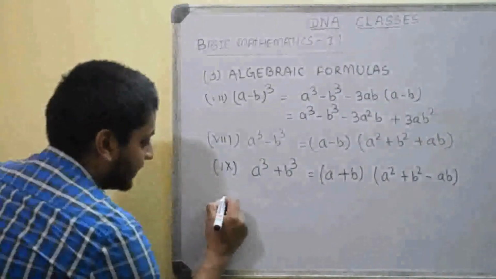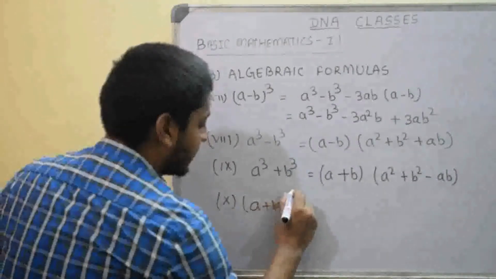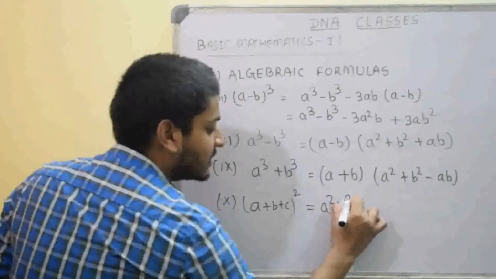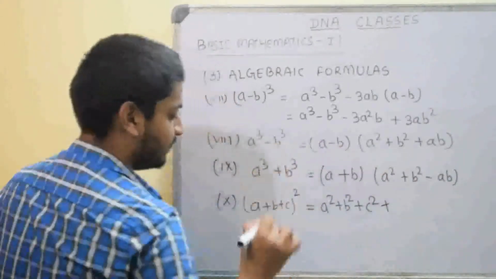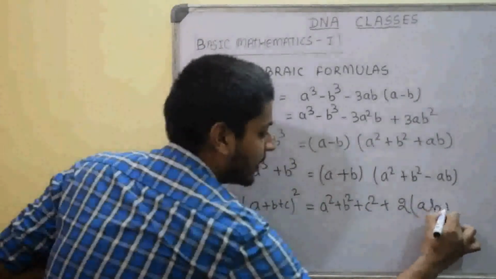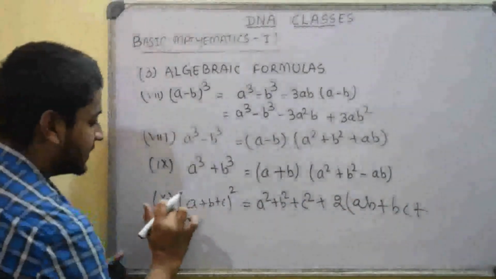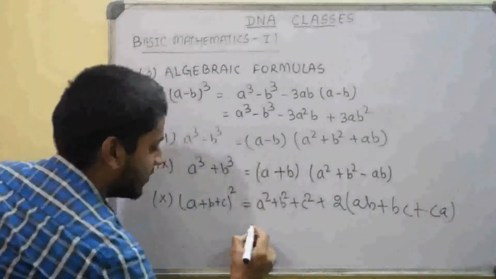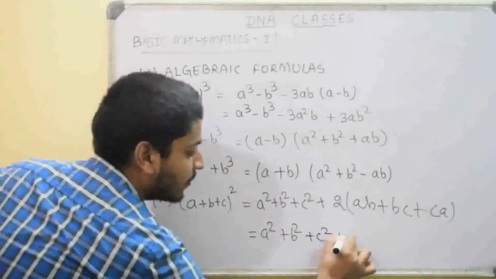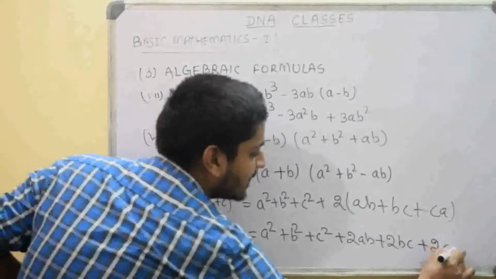Next formula we will take, the 10th one. It is a plus b plus c whole square. A plus b plus c whole square we can write as a squared plus b squared plus c squared plus 2 into ab plus bc plus ca, or a squared plus b squared plus c squared plus 2ab plus 2bc plus 2ca.